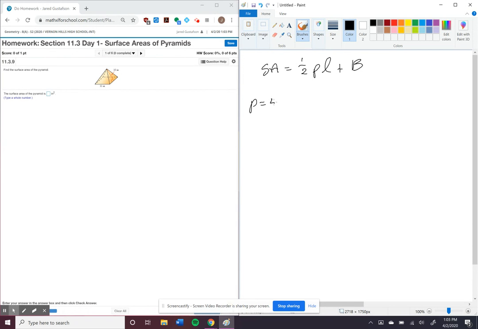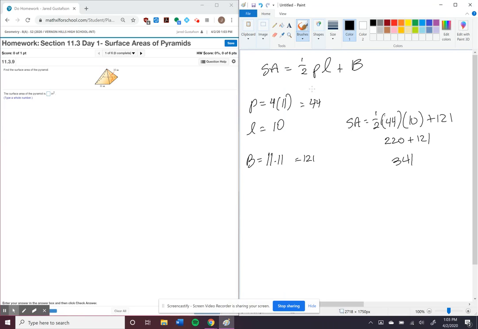So our perimeter is going to be 4 times 11, which is 44. Our slant height, which is given to us, is 10. And the area of our base, which is a square, is going to be 11 times 11, that's 121. So for our surface area, I get 1/2 times 44 times 10 plus 121, which is 22 times 10 is 220 plus 121. I get 341 for my first answer.